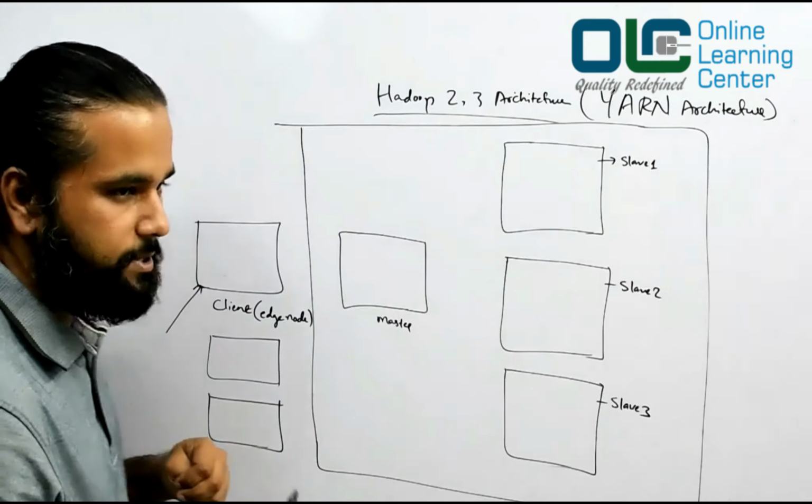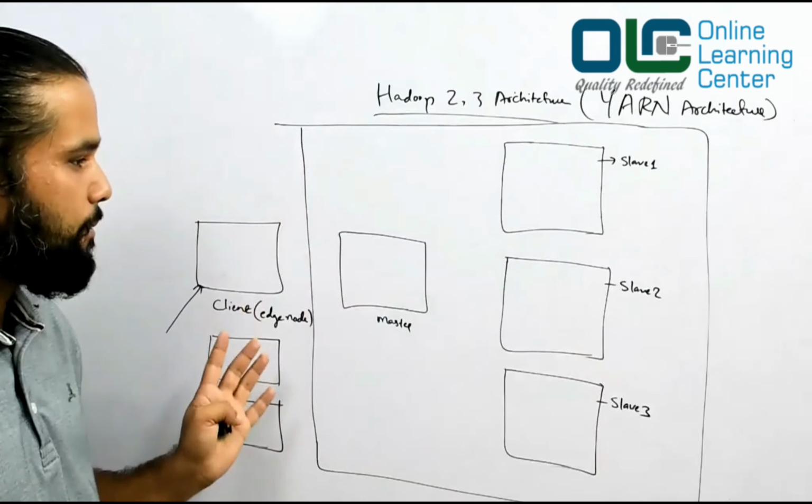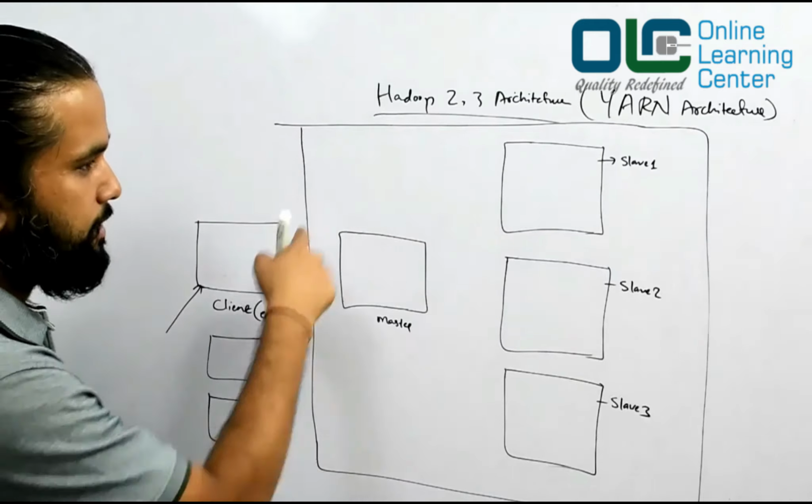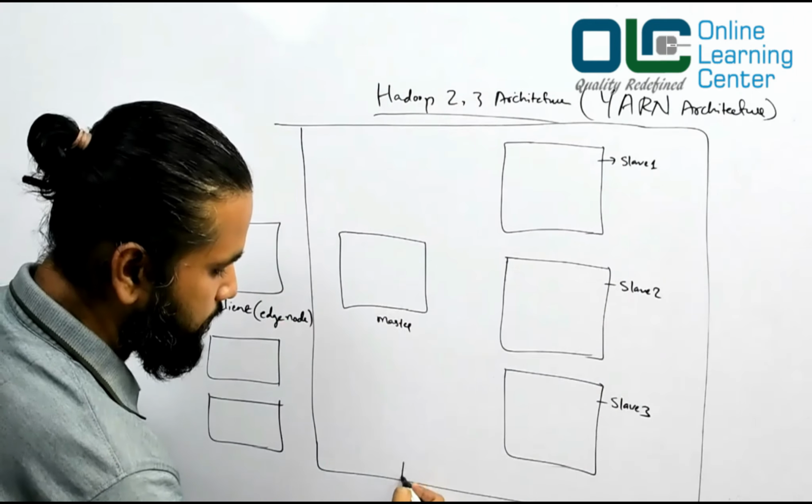Okay, maybe 4, 5, 6, 7 edge nodes, and these edge nodes would have connectivity to all these clusters, right? So this is my client, and this is my whole Hadoop cluster. Okay, so I'll call it a Hadoop cluster.